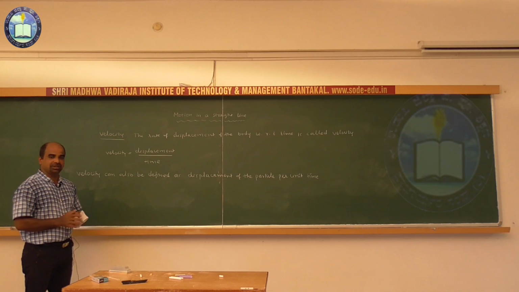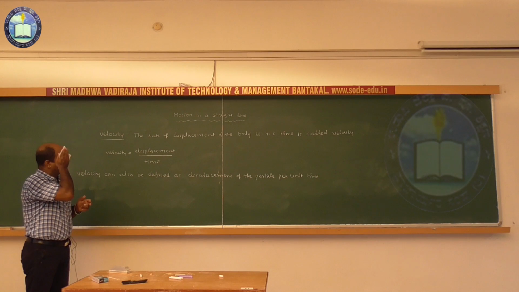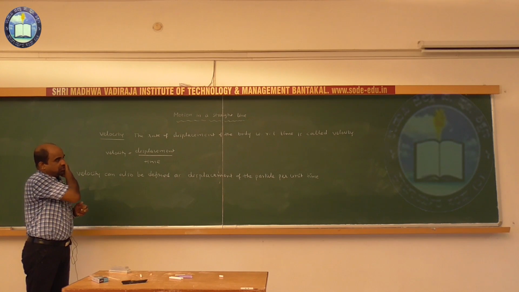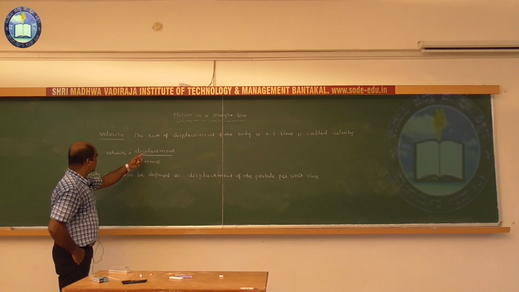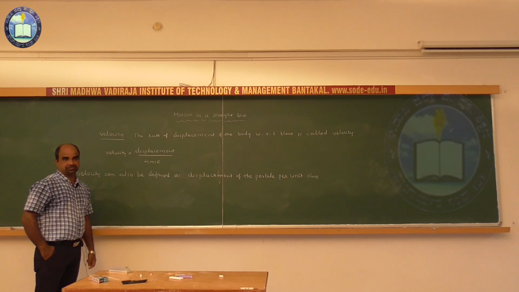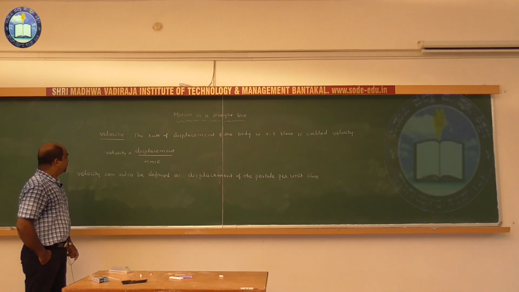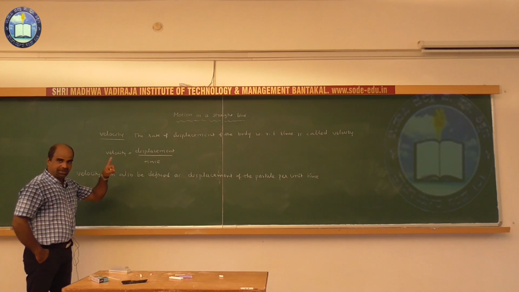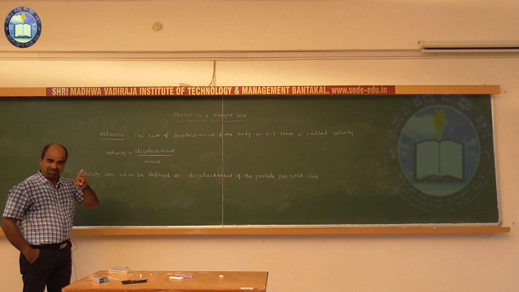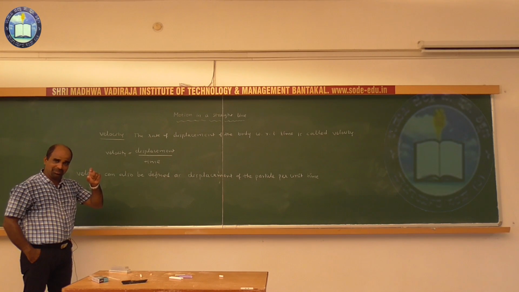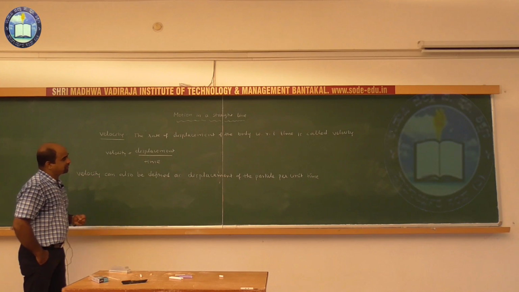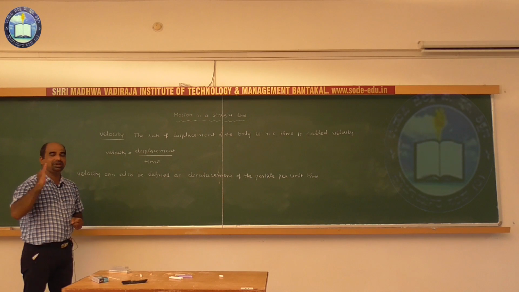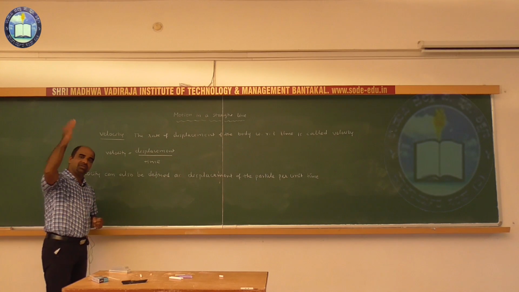Any doubt about velocity? The rate of displacement of the body with respect to time is called velocity. That is, velocity equals displacement by time. Velocity equals displacement when time is equal to 1 unit, maybe per second or maybe per minute. But in the SI system, the unit of time is the second. Therefore, velocity can also be defined as the displacement of the particle per unit time.